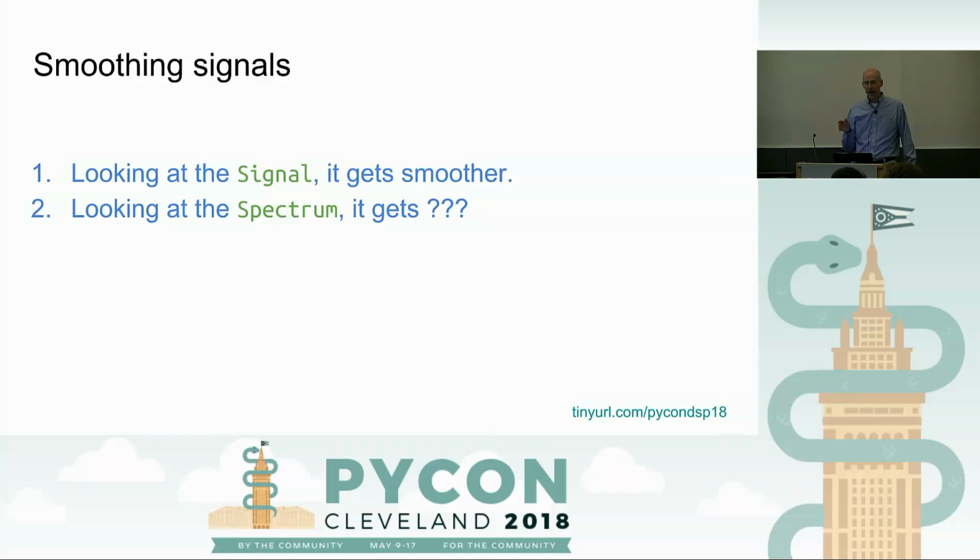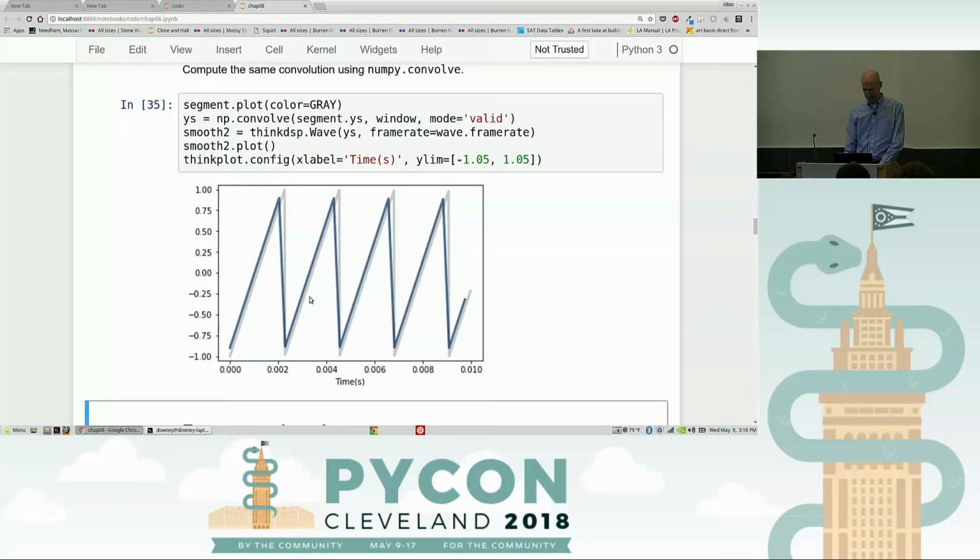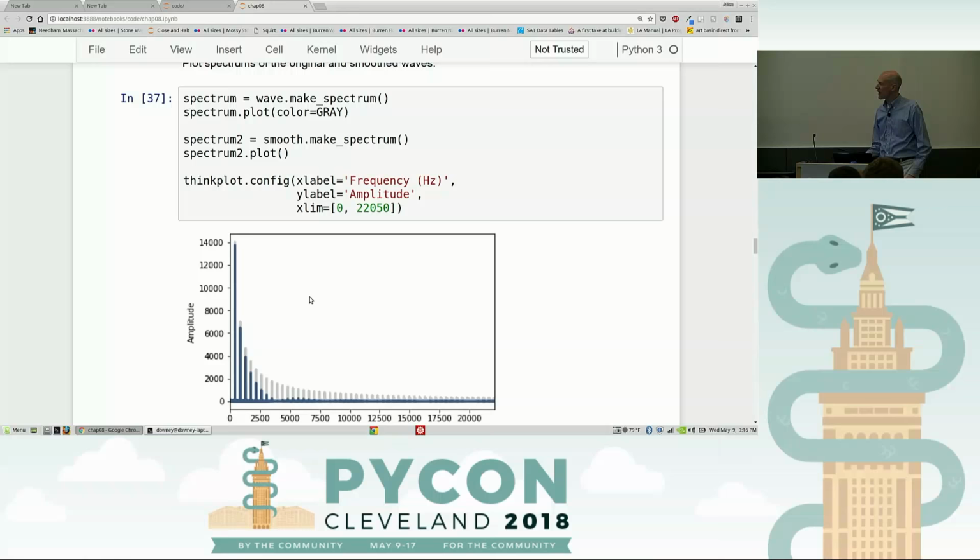So what does that mean about the spectrum? You can look at what that looks like in the notebook. This is the spectrum of the original in gray, and the spectrum of the output after convolution in blue. What does that look like to you? If it's not clear up here, you should be seeing the same thing in your notebook. You might be able to see it more clearly.